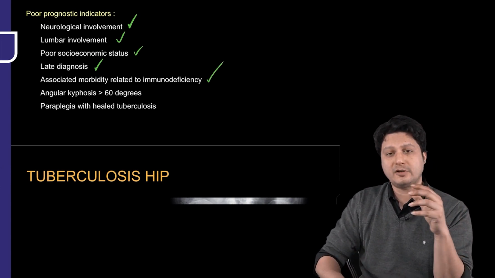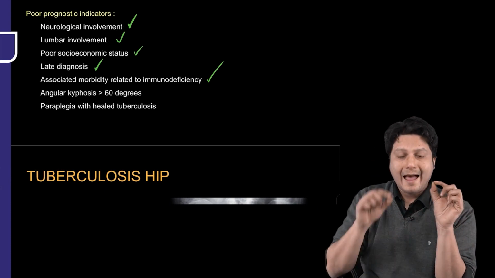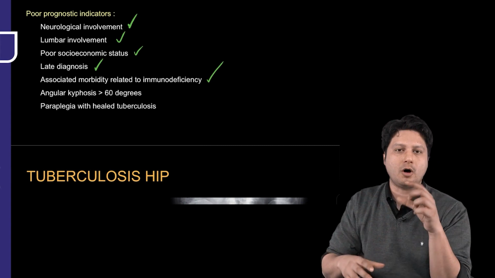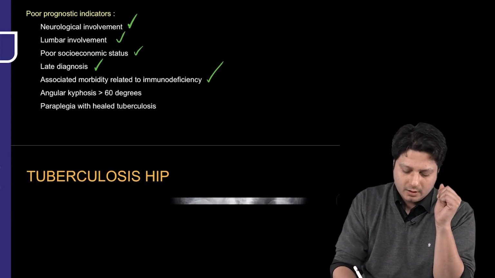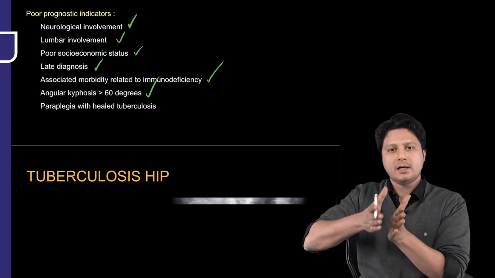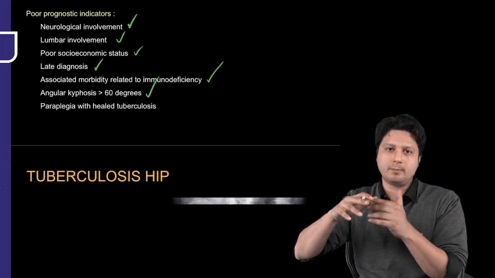Associated morbidity related to immunodeficiency will be a poor prognostic indicator. Angular kyphosis: the greater the angular kyphosis, the lesser the possibility of getting it corrected. So angular kyphosis is also considered a poor prognostic factor, or you can say the greater the angle of the kyphosis, or the greater the kyphotic deformity, the poorer the prognosis.